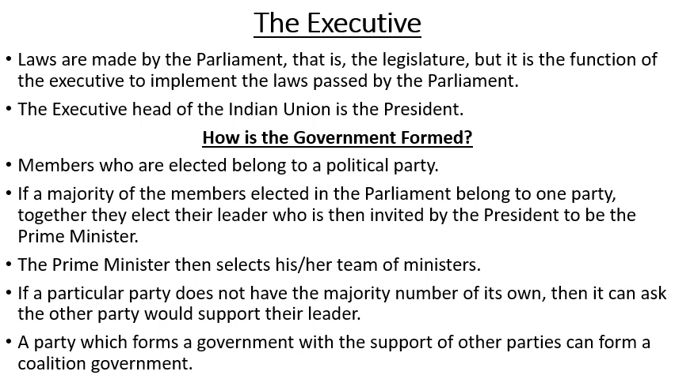In such cases, any of the parties can ask other smaller political parties to join with them and give more support. It can ask if members of any other party would support their leader. If the support of the other political parties is gathered, then it is called a coalition government. A party which forms a government with the support of other parties is known as a coalition government.